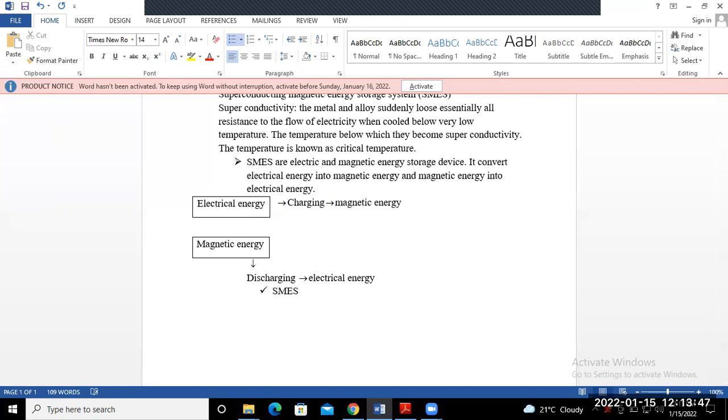SMES is an energy storage system that stores energy in the form of electricity by passing the current through superconductivity materials. We already defined a few minutes earlier what superconductivity is: at a particular temperature, when cooled, the resistance becomes almost negligible. So this is an energy storage device that has stored energy.